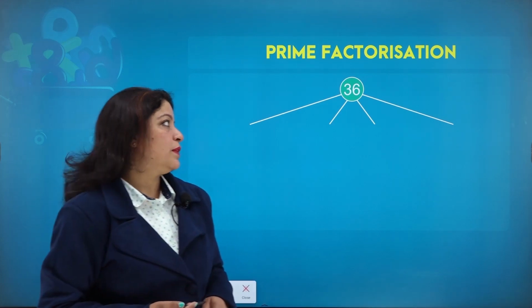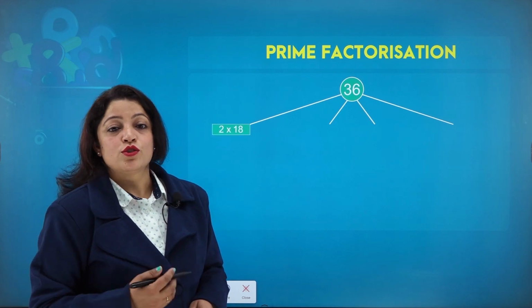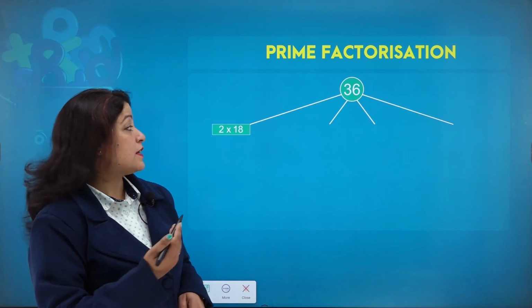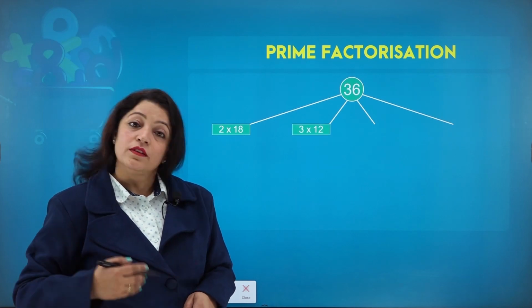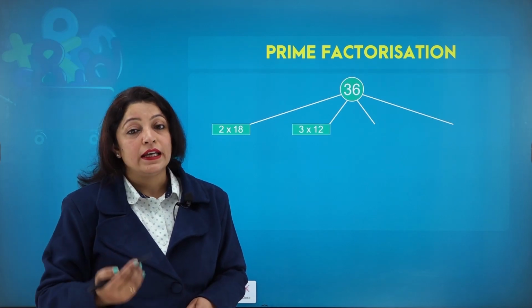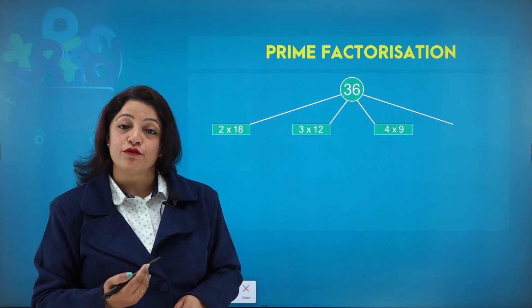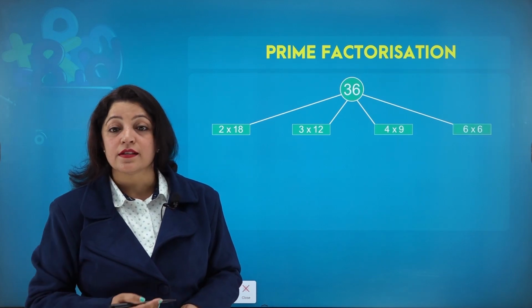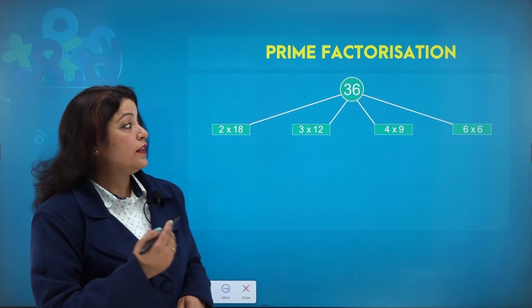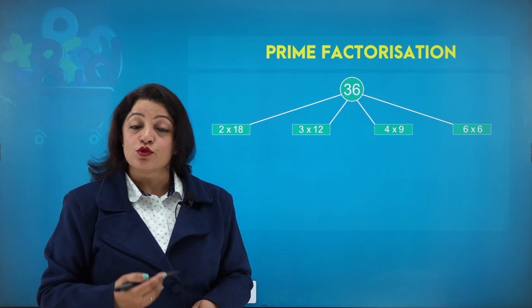Let's take an example here of 36. So here I can write 36 as 2 into 18, I can write 36 also as 3 into 12. I can also write 36 as 4 into 9. And I can also write 36 as 6 into 6. They are different factors of 36.